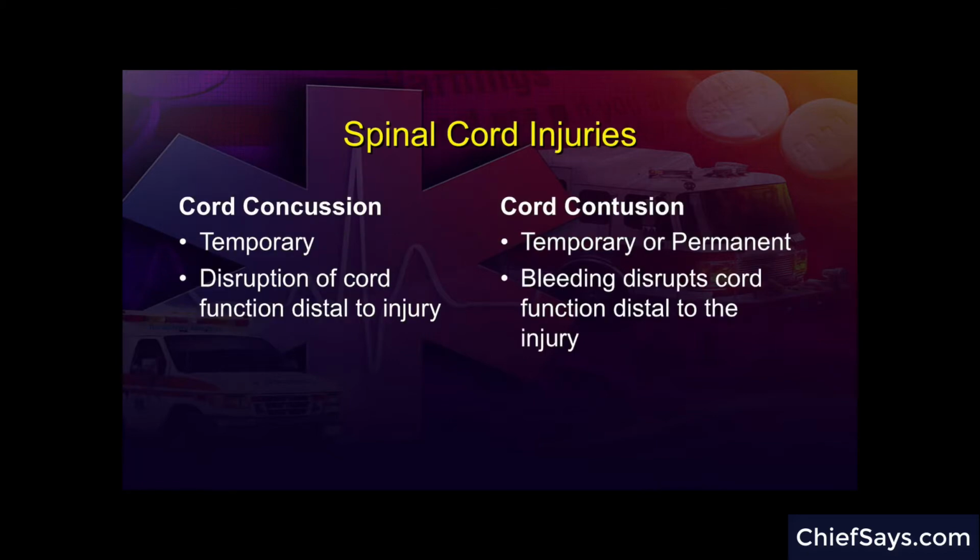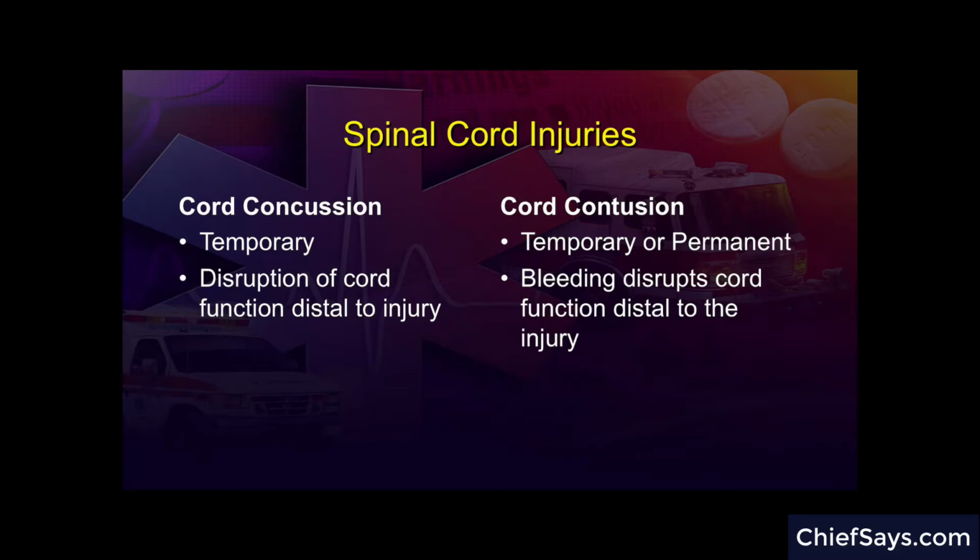Generally, cord concussions are going to have a slight or temporary disruption of cord function distal to the injury. And so this would mean that depending on what portion of the cord is impacted, and where, distal to the injury, we may have a combination of or isolated presentation of lack of sensation or lack of motor skills, but generally is temporary in the same way that a traumatic brain injury's version of concussion is usually temporary.